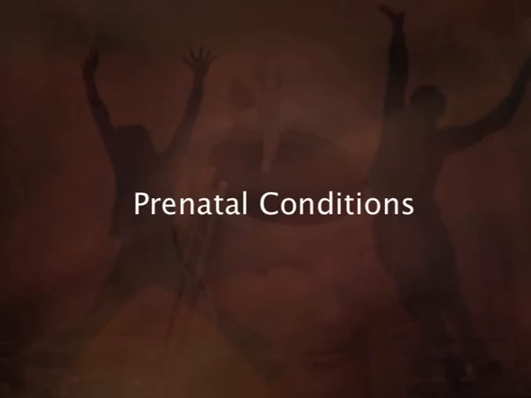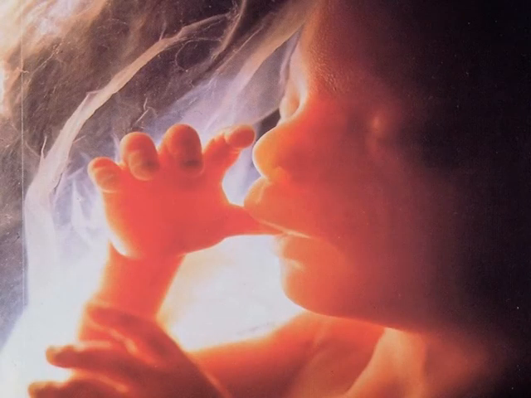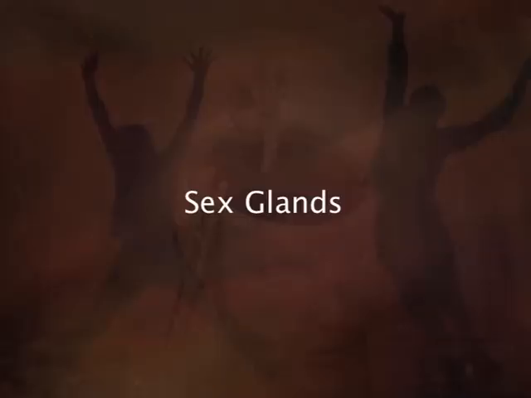The second factor refers to prenatal conditions. Maternal health and knowledge, malnutrition and emotional trauma during pregnancy influence the child's later physical development. And this is the reason that pregnancy is considered the most critical period of development. Next, we have sex glands. Sex glands produce hormones such as androgens and estrogens, which are primarily responsible for male and female characteristics respectively. They additionally influence physical development.